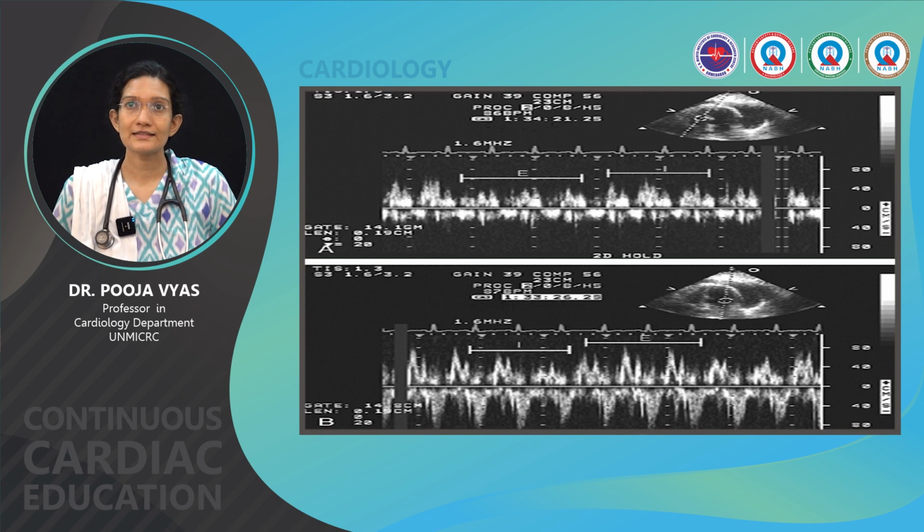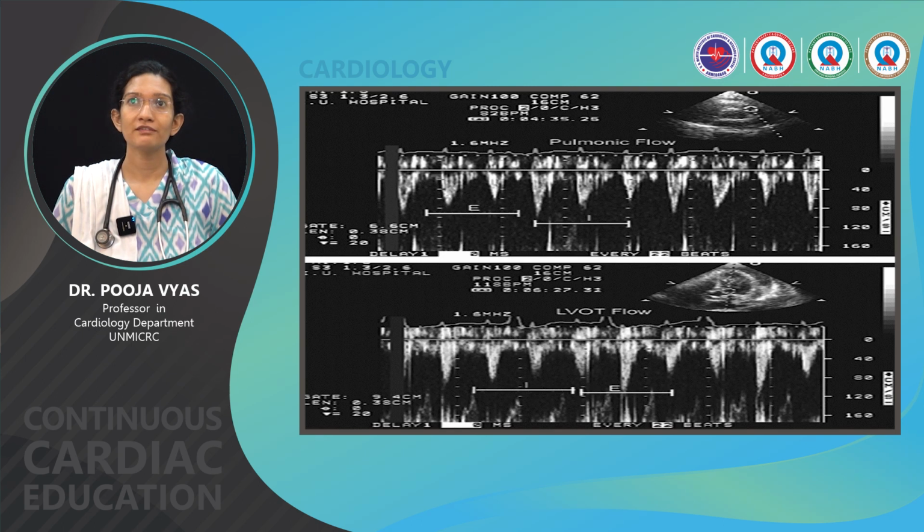So here we can see exaggerated variation in inflow velocities of the tricuspid valve and mitral valve, and even the pulmonary and aortic valve, meaning the LVOT, are showing exaggerated respiratory variations, which suggests there is a hemodynamically significant pericardial effusion and the patient is in cardiac tamponade.